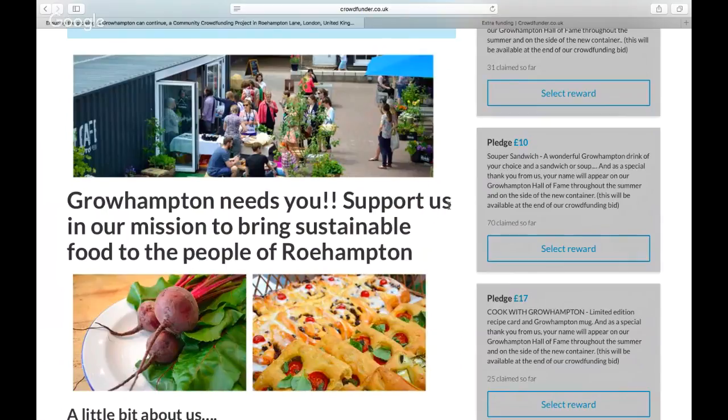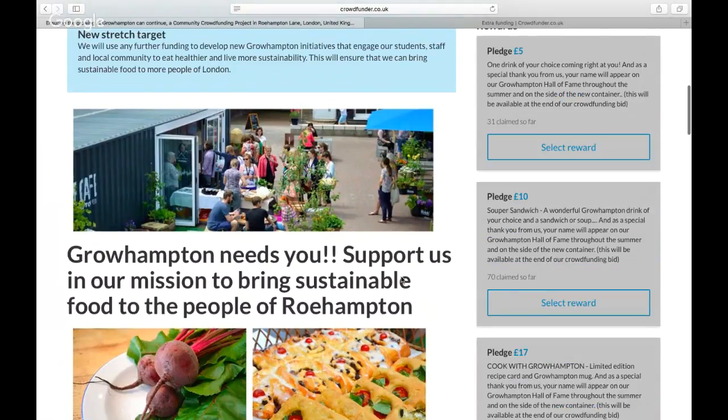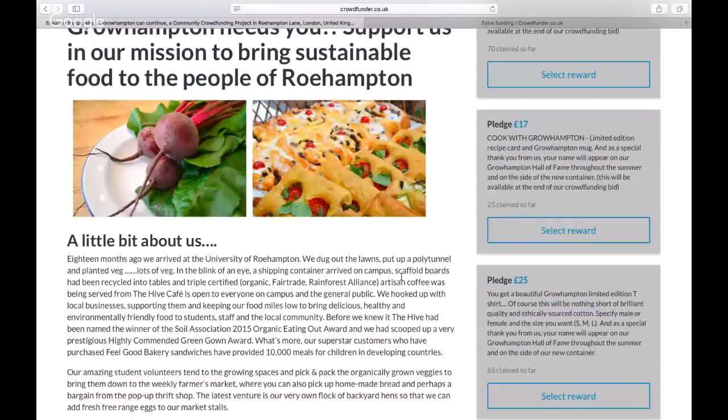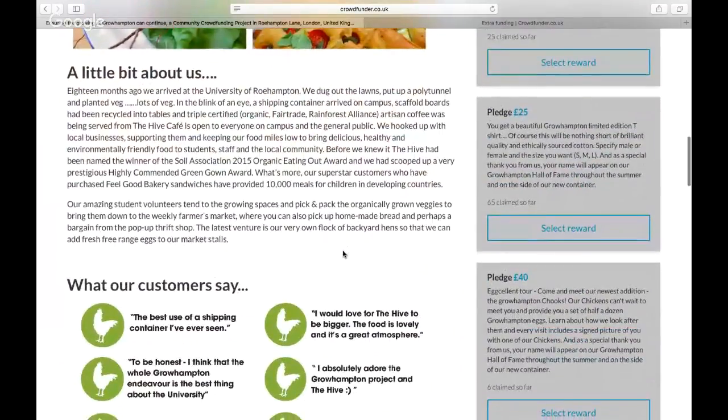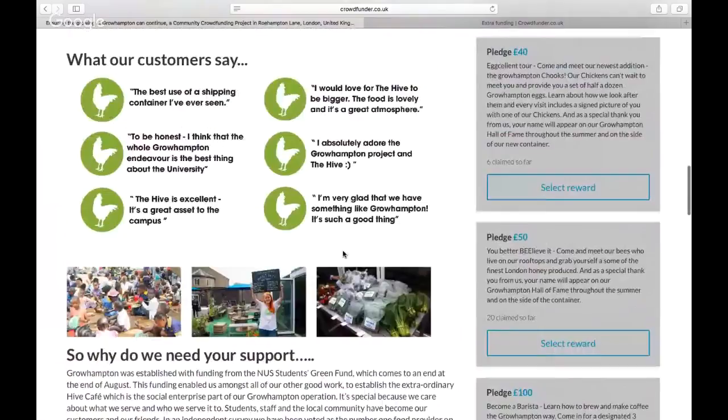So essentially, it's a cafe in a shipping container based at Roehampton University, and they were looking to expand that. And they also plant and grow their own produce and also have chickens and lots of little nice bits like that. So they incorporated all of those elements really visually into their page. So as we go down, we can see not only that texture in terms of images, but also really clear headings that help guide us through their story.